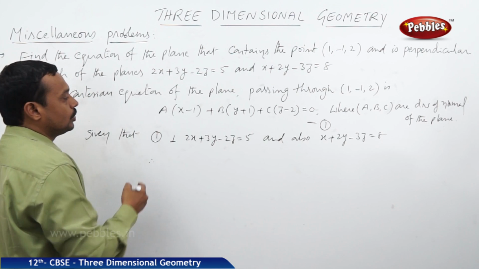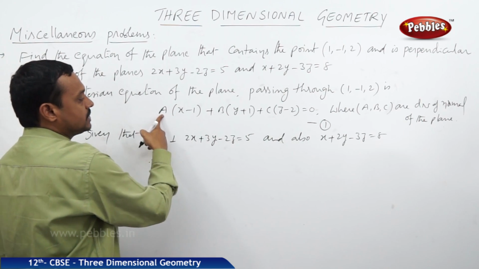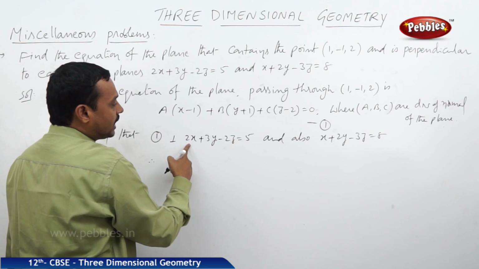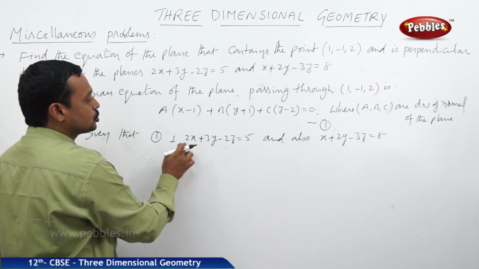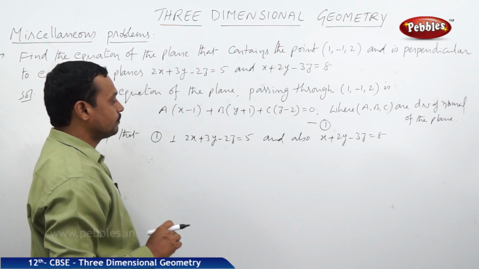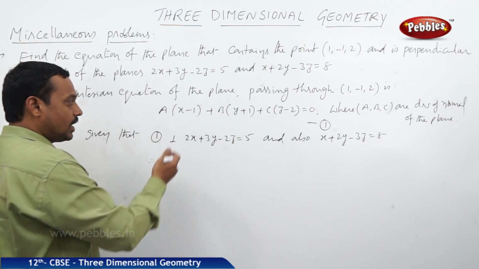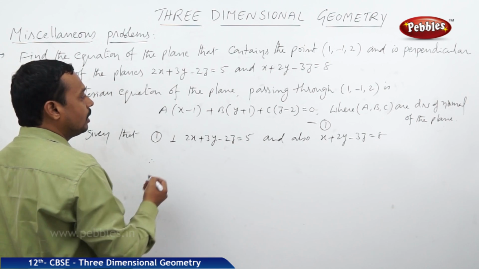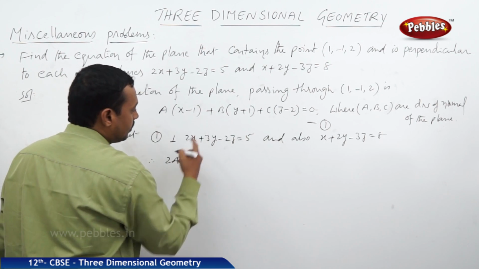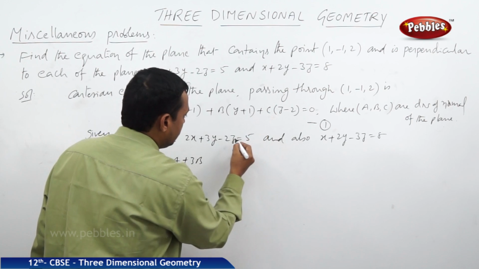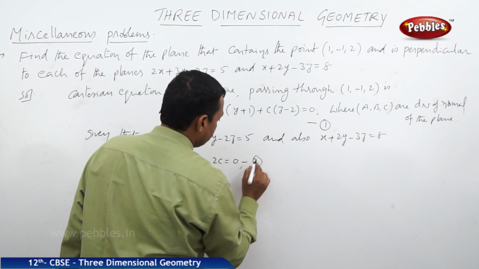Now, here the direction ratios of the normal of this plane are a, b, c, and what are the direction ratios of the normal to this plane? 2, 3, -2. When two planes are perpendicular to each other, then a1a2 + b1b2 + c1c2 = 0. So, we have that formula. Now, using that formula, we can write it as 2a + 3b - 2c = 0. Let it be second one.